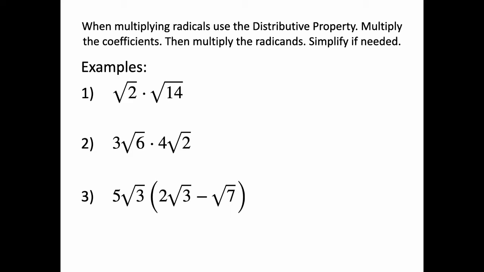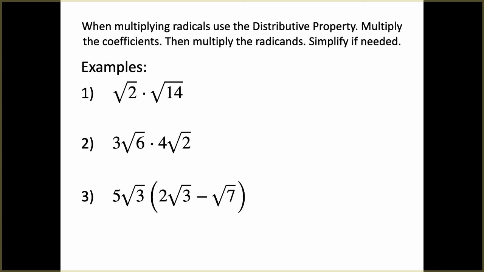So here we have the square root of 2 times the square root of 14. They're both square roots, so we can multiply the coefficients together. In this case, the coefficients of each of these are 1. And then we multiply what's underneath the radicals together. We have 2 and 14. When we multiply these together, we get the square root of 28.